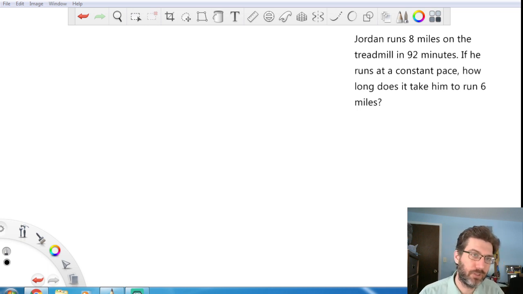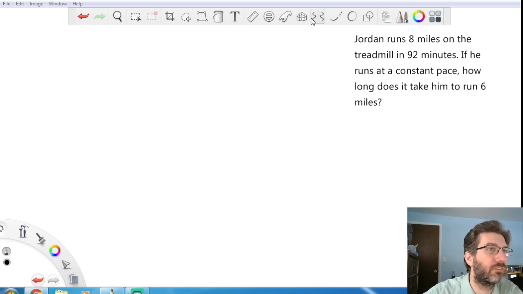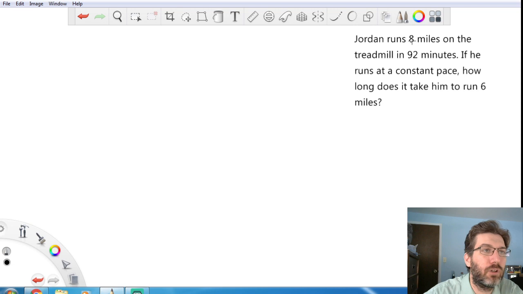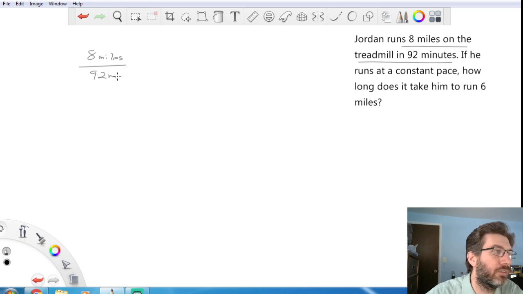These are proportional ratios. All we're doing is looking for an equivalent ratio of 8 to 92, where 6 goes with 8. So here our first ratio is 8 miles in 92 minutes. I'm going to come over here and write 8 miles, just to keep my units straight, in 92 minutes. Just write it as a ratio. That's going to be equal to another ratio. And our other ratio is going to have 6 miles in it.